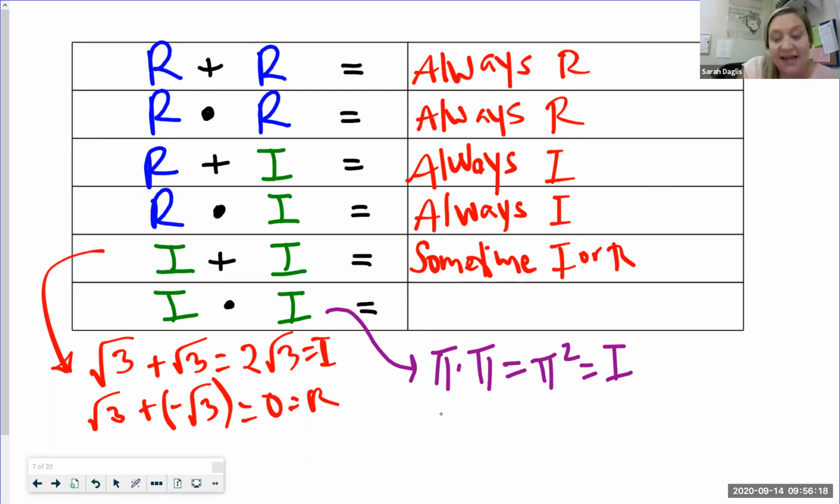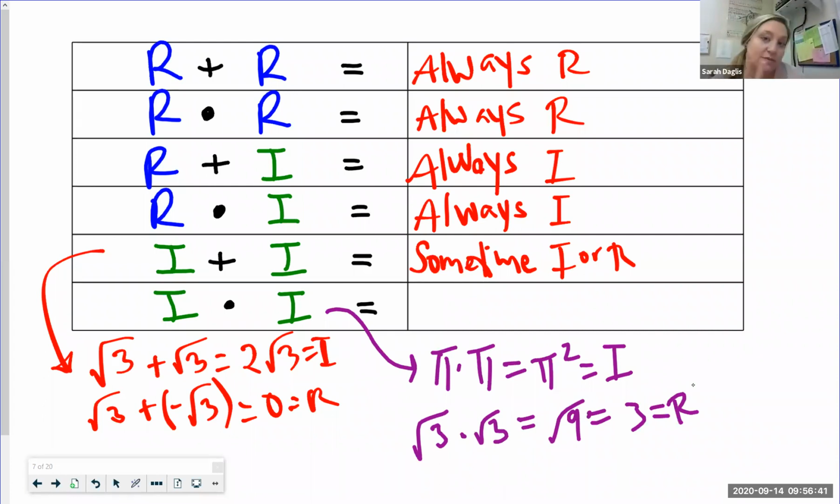If I multiply a square root to itself, like let's do square root of 3, well, because I used it before. If I do square root of 3 times square root of 3, well, that's the same thing because they're like terms. I can say that's the same thing as square root of 9. Square root of 9 is 3. So this is a special example of how I can multiply two irrational numbers and get a rational number out of it. So this is also going to be sometimes irrational or sometimes rational.